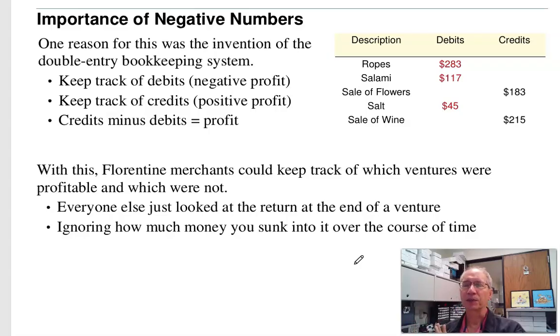So likewise, Florence only invested in things that made money, whereas everybody else was kind of haphazard about which ventures they put money into, which ones they didn't. By only focusing on profitable ventures, Florence was able to compete against much larger countries. That's kind of negative numbers.